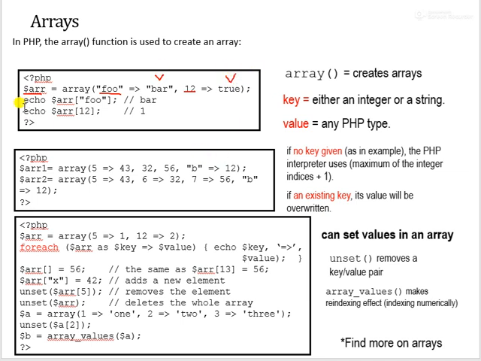So when we write echo ARR foo, the value of foo is bar, so bar will display on screen. And if we write echo ARR 12, the value of 12 is true, and true is what? 1. You know, false is 0 and true is 1.